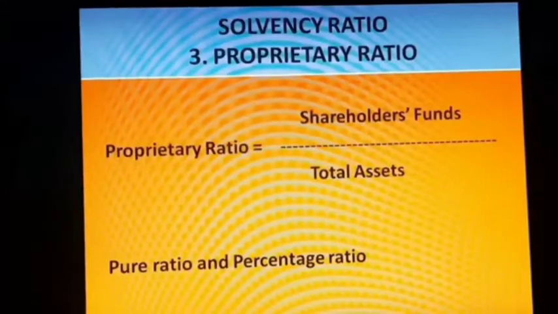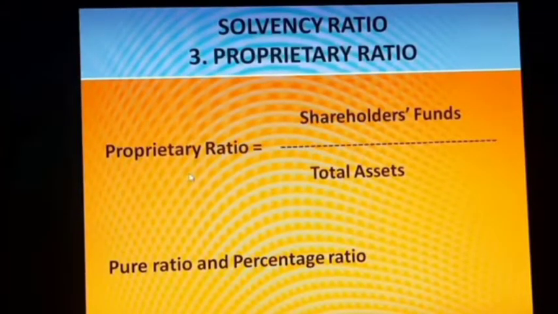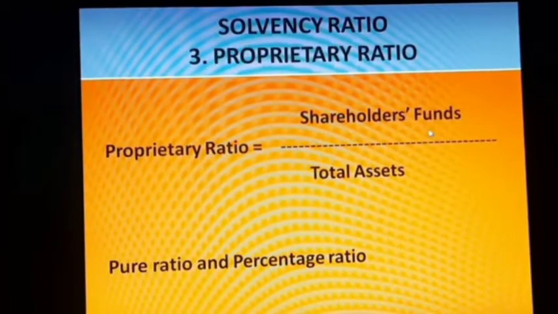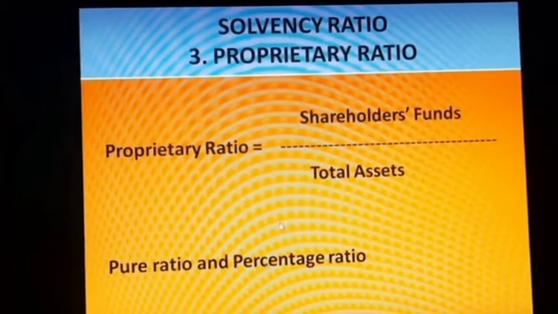The third type of solvency ratio is the proprietary ratio. The formula to calculate the proprietary ratio is shareholders' fund divided by total asset. You can get the answer in the pure form of ratio as well as in the percentage form. To calculate the total asset, you know that non-current asset and current asset have to be added together.